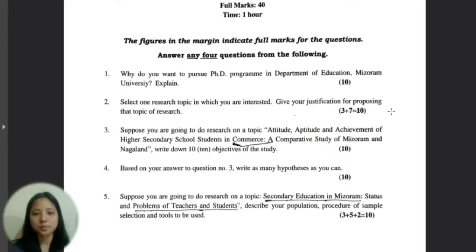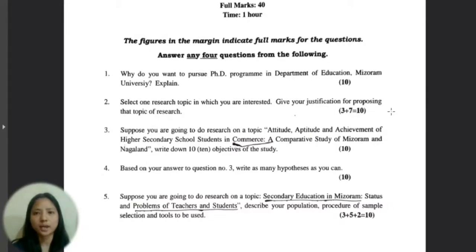Within the probability sampling technique one can use stratified random sampling, because stratified sampling is used when the population is scattered over huge geographical areas. Since here the population, that is the teachers and the students, are scattered in the entire state of Mizoram, the best way to go is stratified random sampling. And next is tools to be used. Within the tools, the best way is the triangulation method.